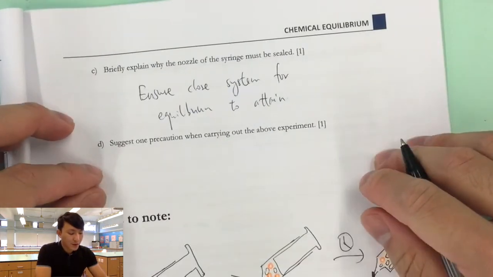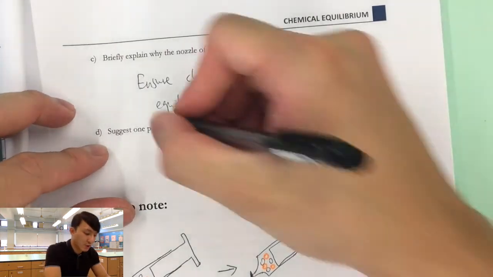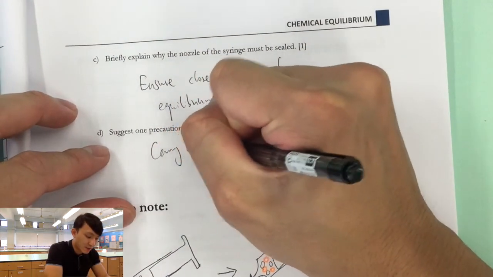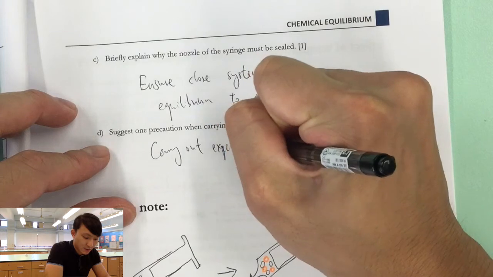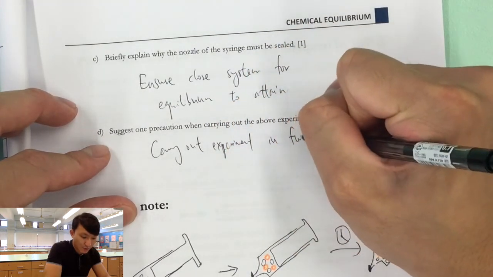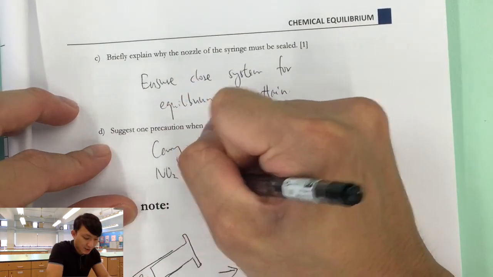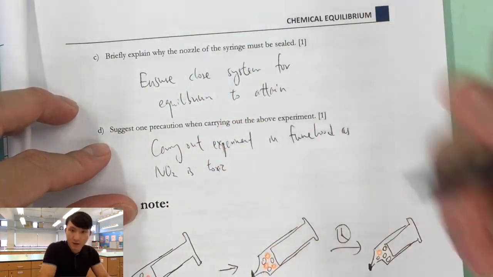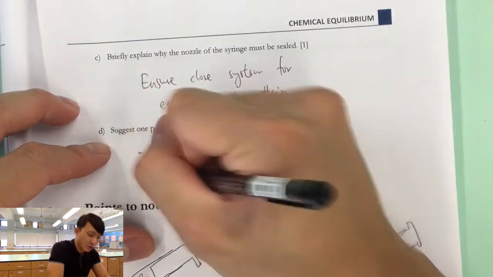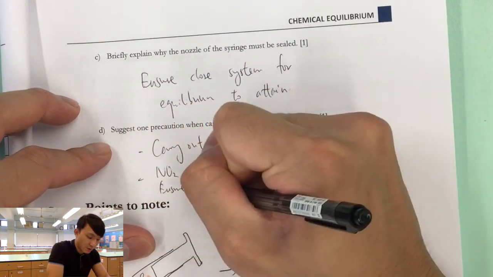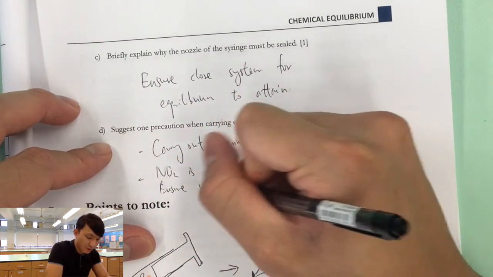One precaution, so you will carry out the experiment in a fume hood as NO2 is toxic. Or you can ensure well ventilation, or good ventilation.